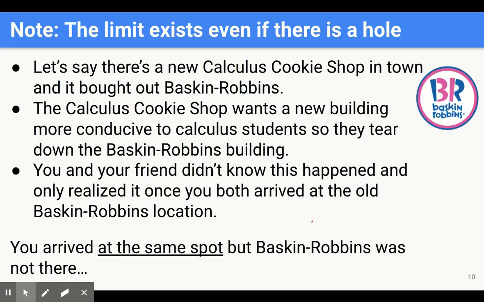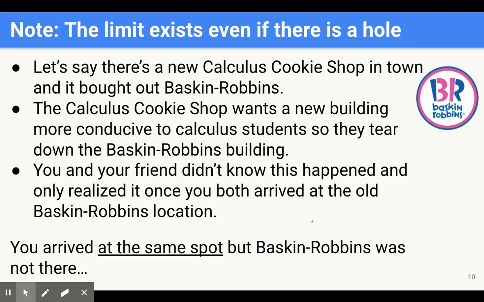Let's give an example. Let's say there's a new calculus cookie shop in town and it bought out Baskin-Robbins. The calculus cookie shop wants a new building more conducive to calculus students, so they tear down the Baskin-Robbins building. You and your friend didn't know this happened and only realized it once you both arrived at the old Baskin-Robbins location. You arrived at the same spot, but Baskin-Robbins was not there.